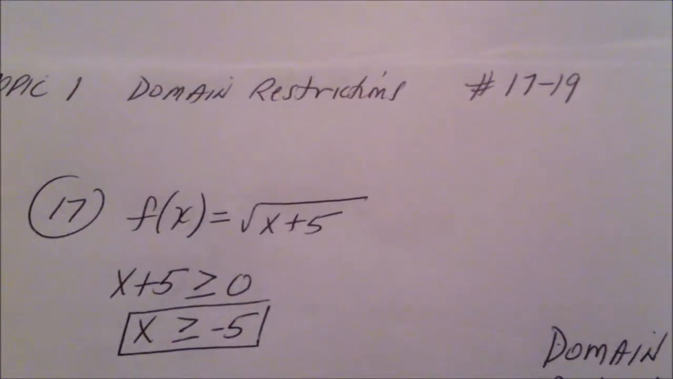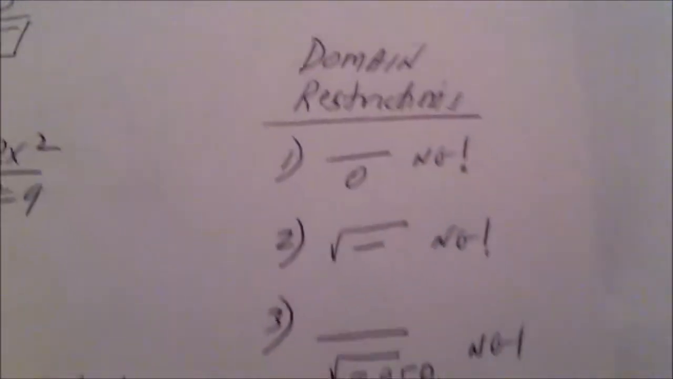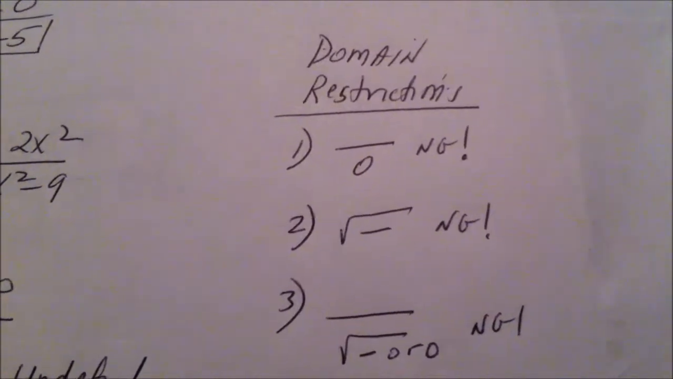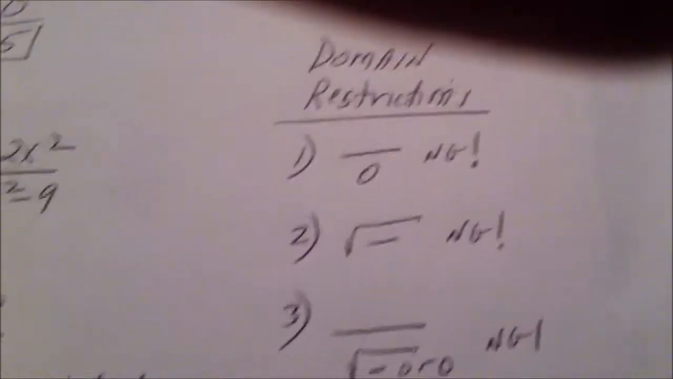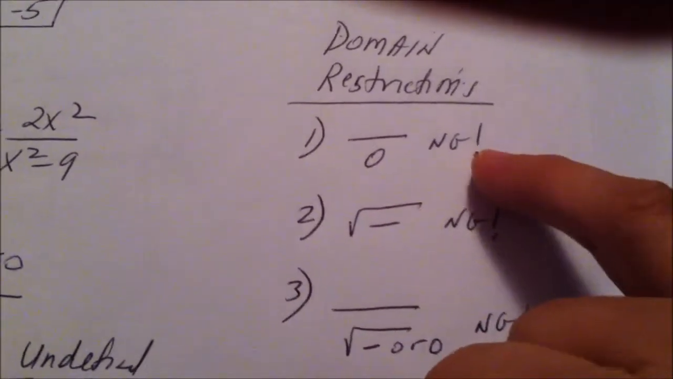We're going to finish topic 1 with restricted domains, number 17 through 19. There are really 4 things you have to know about restricted domains. One is that you cannot divide by 0, and you can see here, when you divide by 0, it's indeed undefined. NG stands for no good.